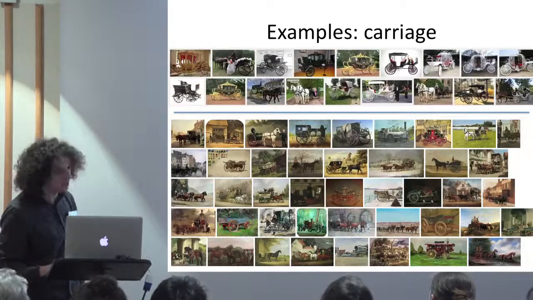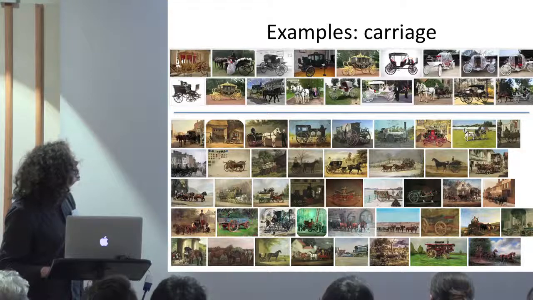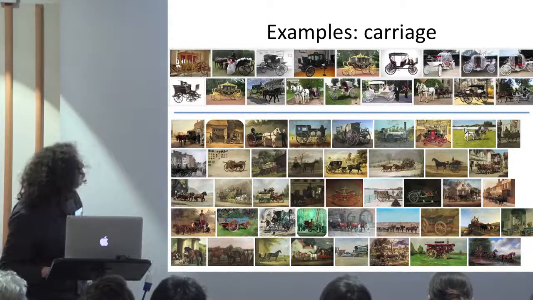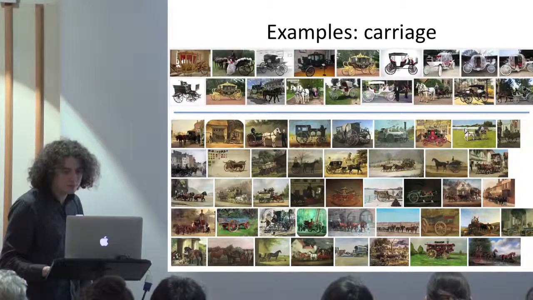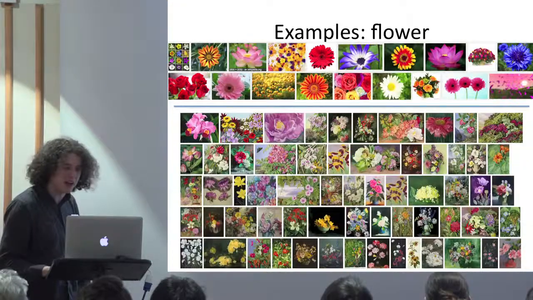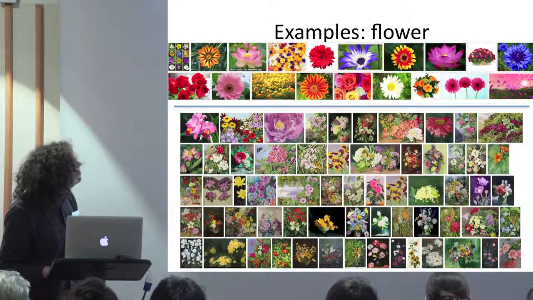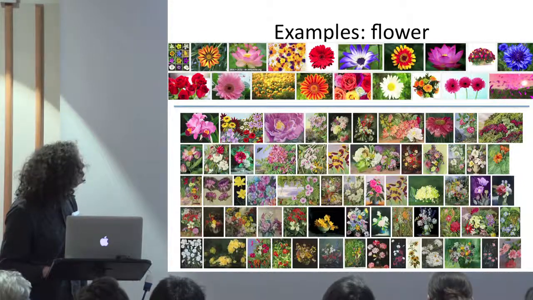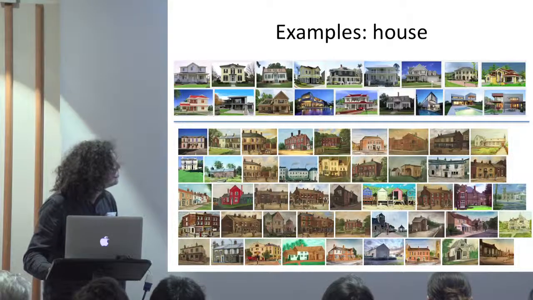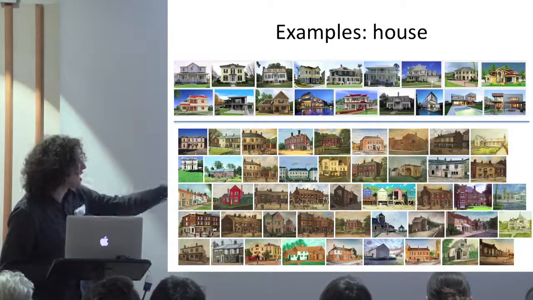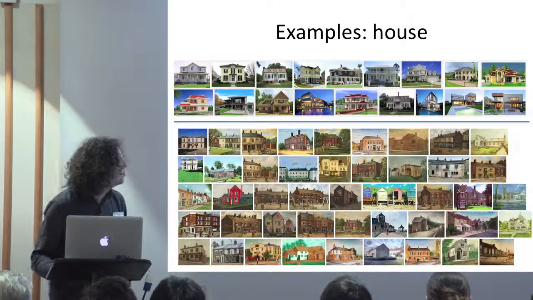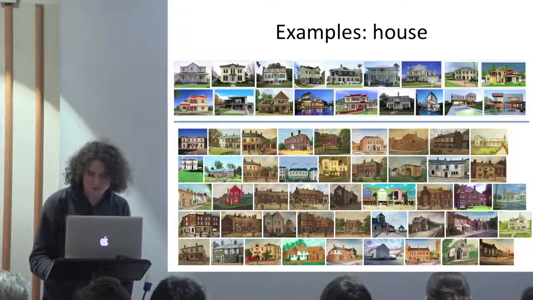We have some carriages here. So you can see that it's found things with and without horses. It's really learned what a carriage is all about. And let's go on to something prettier, some flowers. Nice, isn't it? This works perfectly. And some houses. You can see it's found lots of different houses. There's manor houses, beach houses, shops, but you'd all agree they were all houses. I'm going through this far too quickly.